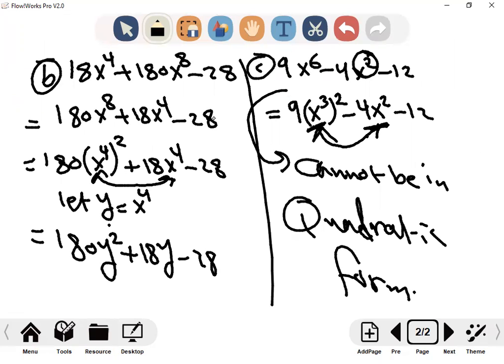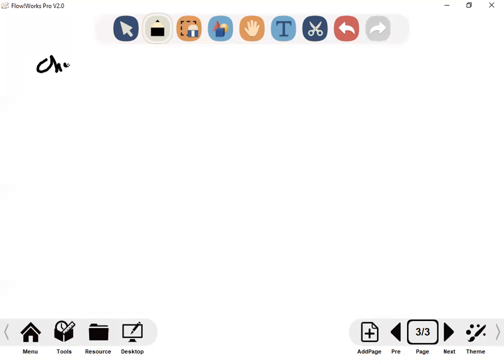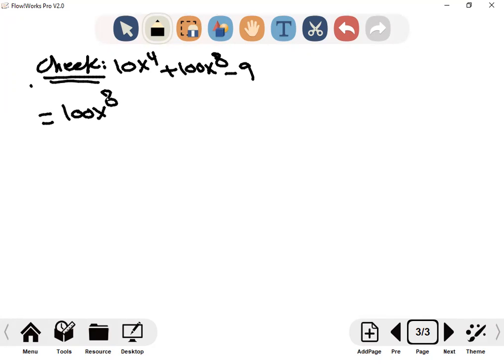Let's see the check question. What is the quadratic form of 10x power 4 plus 100x power 8 minus 9? Is it ready? Prepare it first, right, from the highest degree to the lowest degree. This is equal 100x power 8 plus 10x power 4 minus 9. Now try to find your quadratic form.